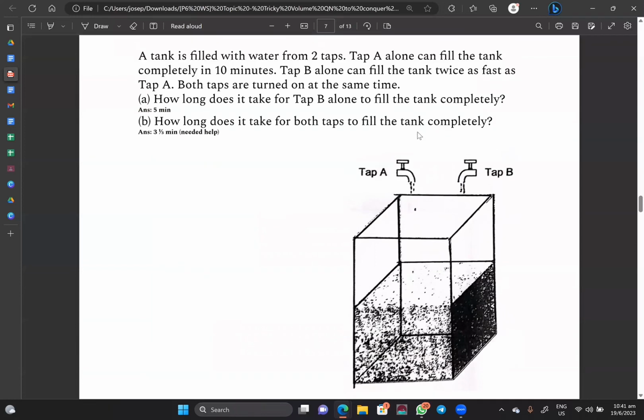Hi everyone. So today we are looking at a question like that. As you can see over here, it says that a tank is filled with water from two taps. As you can see over here on my left hand side, I have tap A, and on my right hand side, I have tap B.